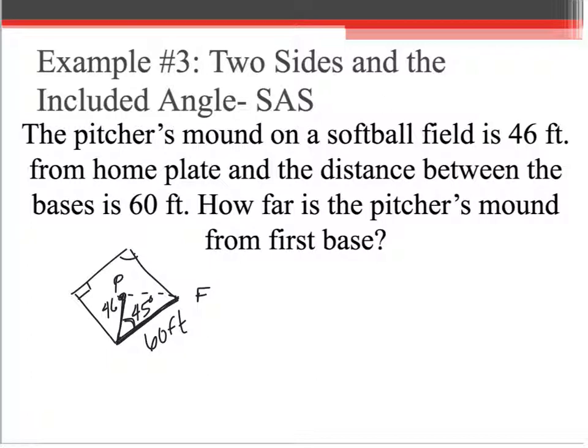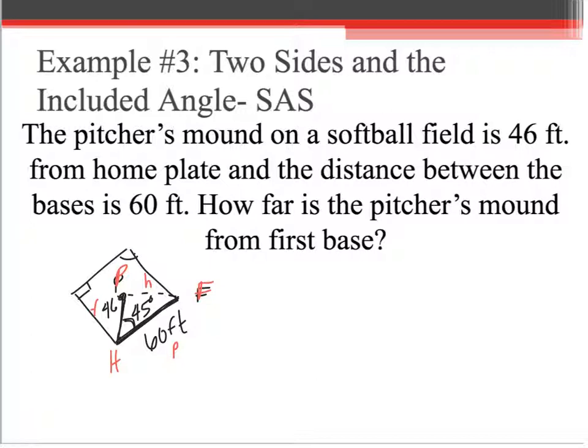Okay, so with all that information, let's give some angles and sides some variables to make this easier, like what we've been dealing with. This would be angle P, which we don't know, and this would be little p. This is angle F, and so that 46 is side f. This is home plate, so big H, and this will be little h.